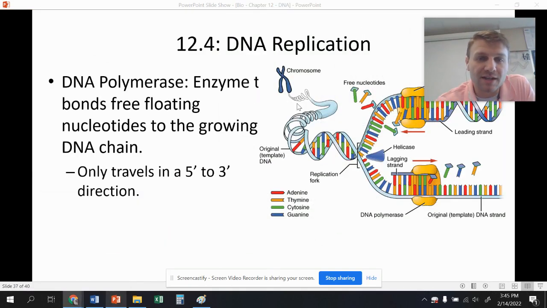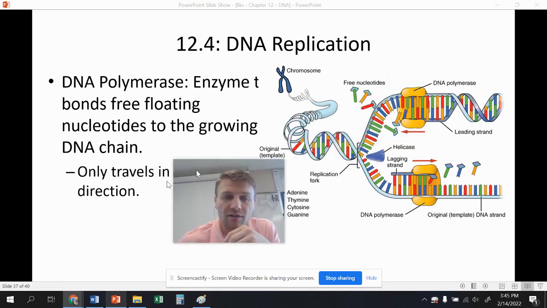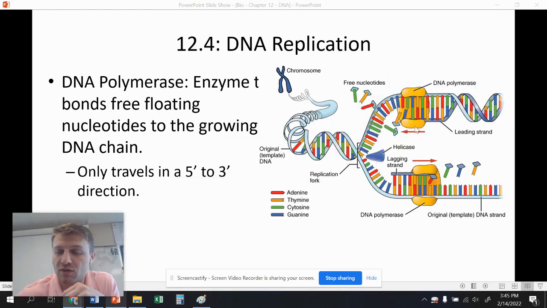All right, DNA polymerase. This is the enzyme that is going to bond free-floating nucleotides to the growing chain of DNA. You can see down here, we have 2 DNA polymerases. They're going to bond these things called free-floating nucleotides. They're just random nucleotides in your nucleus, and they're going to bond together to form your new strands of DNA.